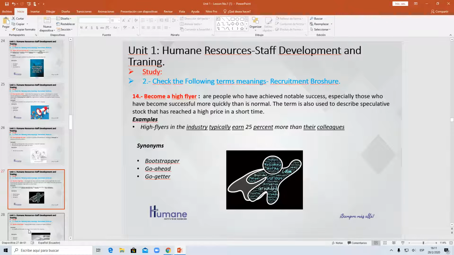Then we have become a high flyer. High flyers are people who have achieved notable success, especially those who have become successful more quickly than normal. The term is also used to describe a speculative stock that has reached a high price in a short time. High flyers in the industry typically earn 25% more than their colleagues. It's the person who has achieved a very important success in the company and very, very fast. Examples for this term could be bootstrapper, go-ahead, or go-getter. These are various slang ways to express that.